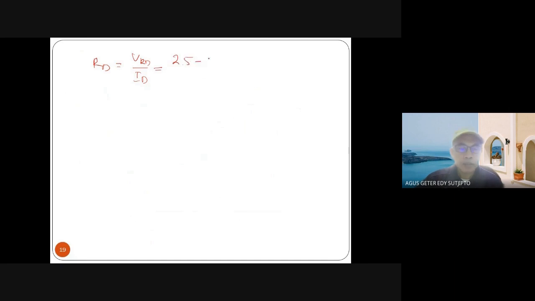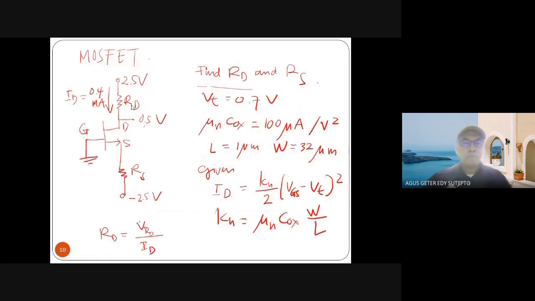So we can calculate here that RD is equal to VRD over ID, equal to the drop voltage, which is 2.5 minus VD, which is 0.5, over 0.4 milliampere. So equal to 5 kilo ohm. So this is the first answer for the RD.